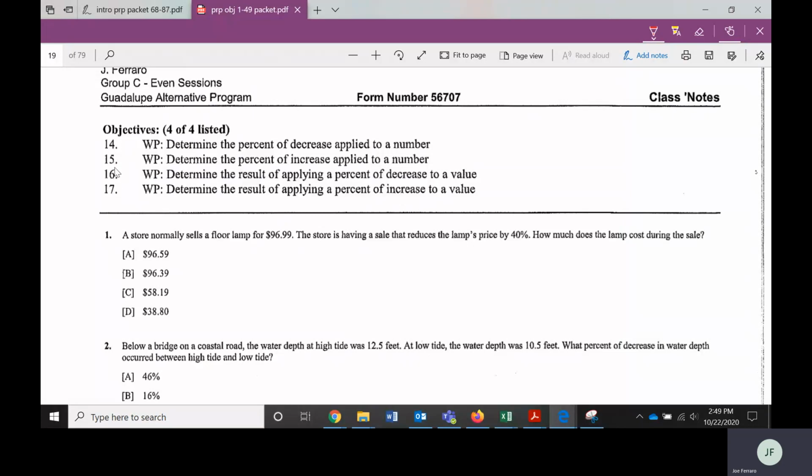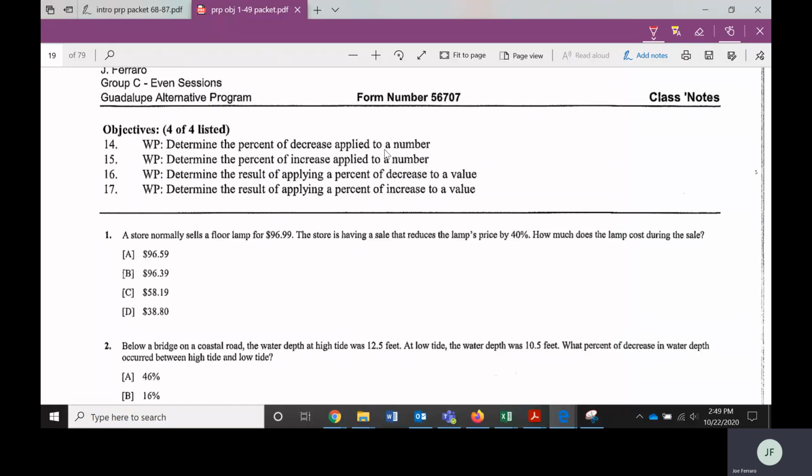So there's 4 objectives in this group, and that means we'll test on 4 objectives, and there'll be 20 questions on the next test for this group of objectives. So this one should be a little quicker than the last video. There's basically 2 things we're doing here, because objectives 14 and 15 are going to be the same, except one involves a decrease and one an increase. And those are determine the percent of decrease or increase applied to a number.